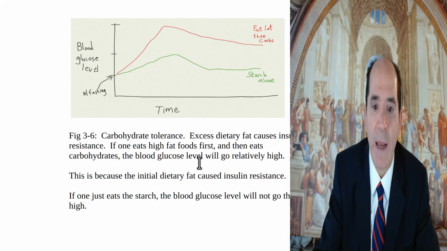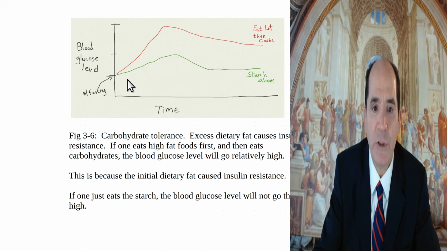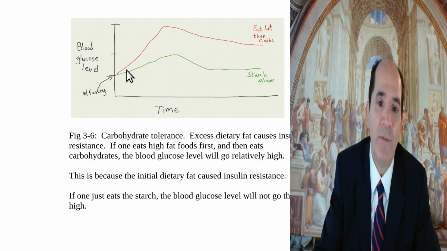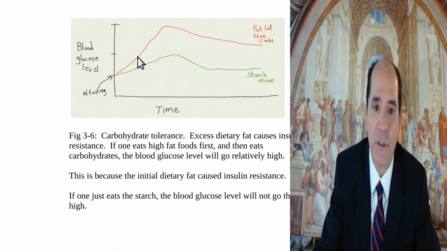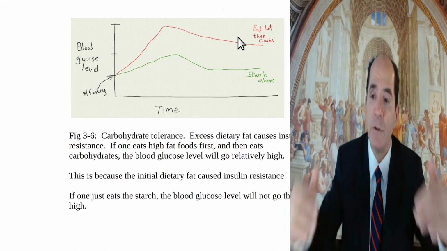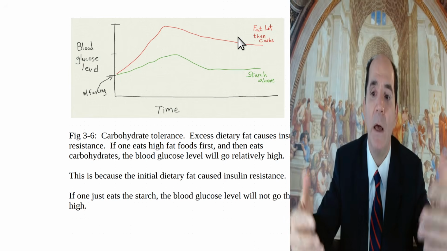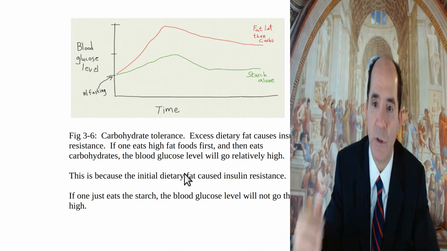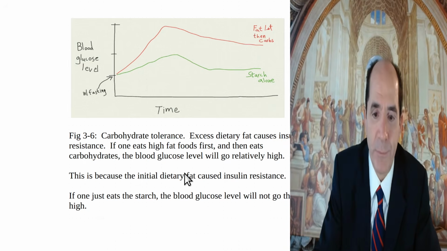Okay, now here's a diagram showing what we're talking about, carbohydrate tolerance. If you just eat the starch alone, your glucose only spikes a little bit and maintains relatively good control for a prolonged amount of time. If you eat the fat first, the fat causes insulin resistance, so that when you chase it with the carbohydrates, your blood glucose spikes significantly higher and stays elevated a prolonged amount of time. So you'll have prolonged postprandial high blood glucose, hyperglycemia. You don't want that. Insulin resistance is associated with causing a whole bunch of other diseases.